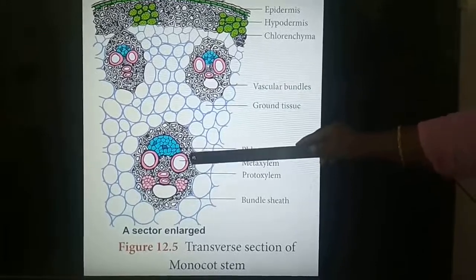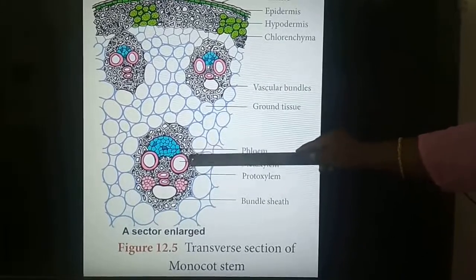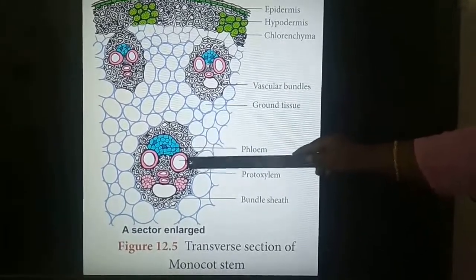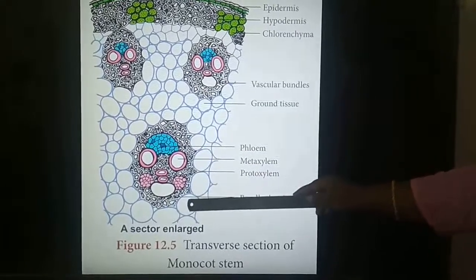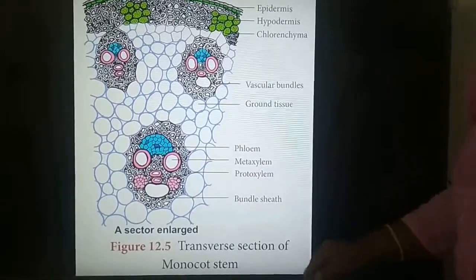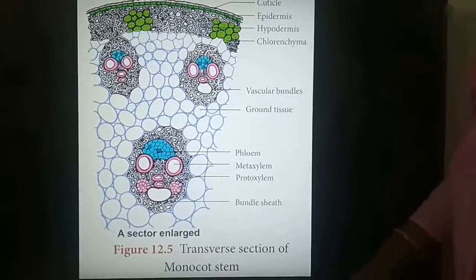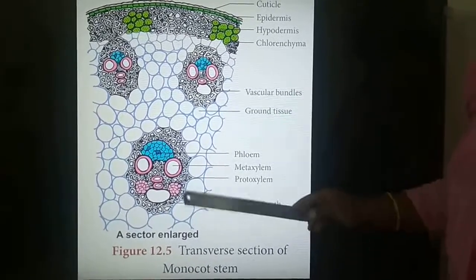Now look at this vascular bundle. It gives the appearance of a skull. And here the pith is absent. I hope you have understood this. For homework, draw this diagram and study this.